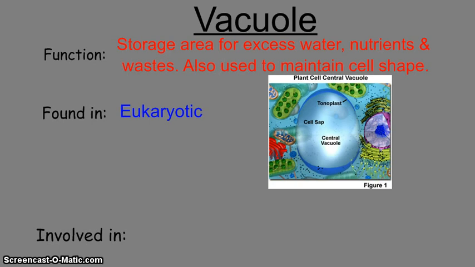They are found in eukaryotic cells. It was once thought that they were only in plant cells since they are very prominent in plants, but we find them both in plants and animals. Much more obvious in plants. And finally, it's involved in cell maintenance and support.